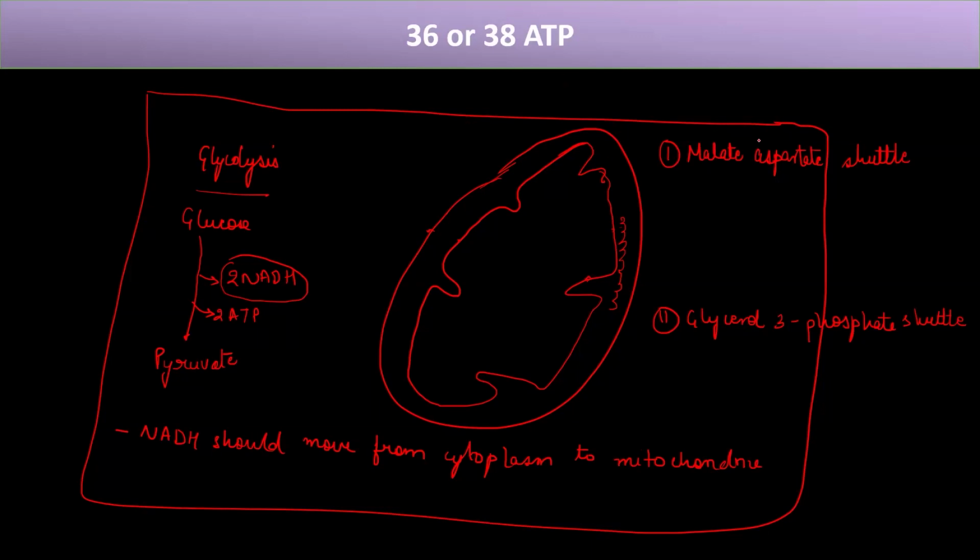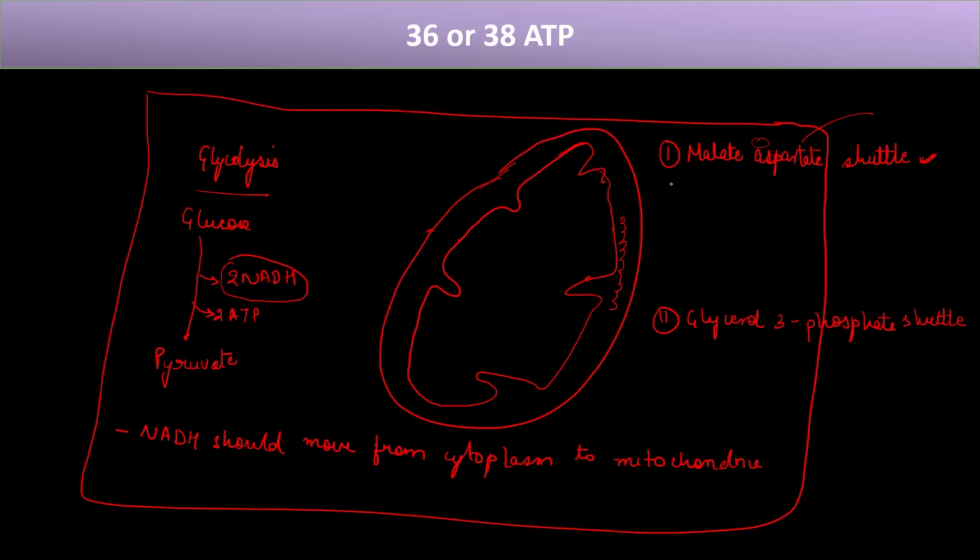So the compound will come and bind to it, and then they can easily transport across the membrane. Now, these different types of shuttles are basically responsible for how many total ATPs will be formed if a glucose is oxidized. So this malate aspartate shuttle, it is a good shuttle. Just remember it this way.